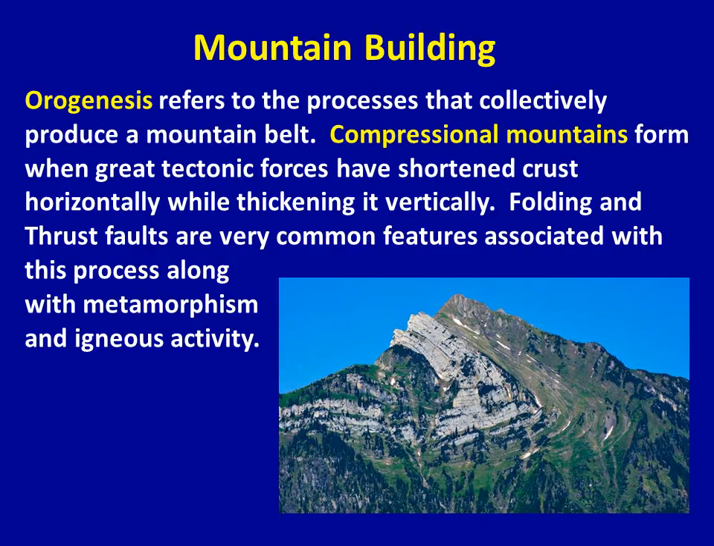Now let's talk about mountain building for a few moments. Orogenesis refers to the processes that collectively produce a mountain belt. Compressional mountains form when great tectonic forces have shortened the crust horizontally while thickening it vertically. Folding and thrust faults are very common features associated with this process, along with metamorphic and igneous activity.